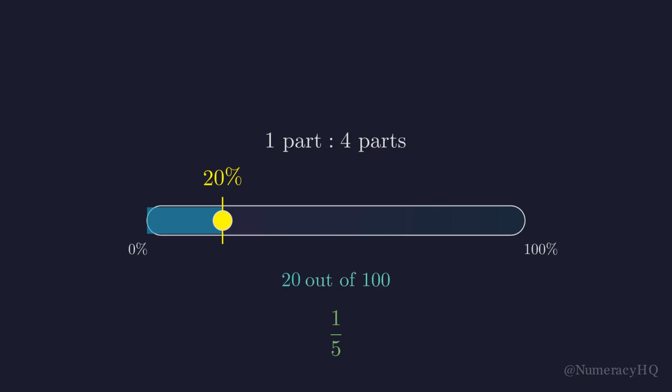On top, the bar reads 1 part to 4 parts. Underneath, 20 out of 100. Same knob, same spot on the line. Today, we build the engine that connects all three, using nothing but pictures.